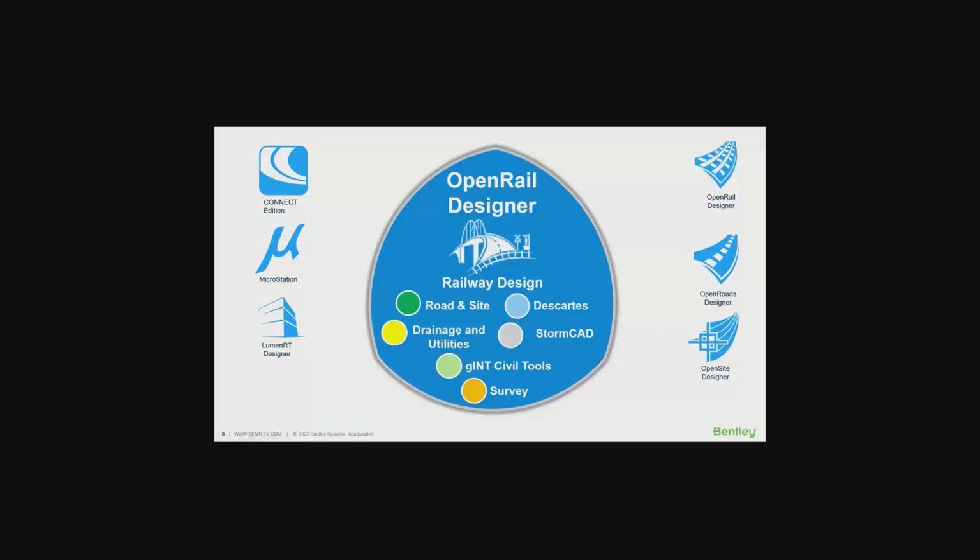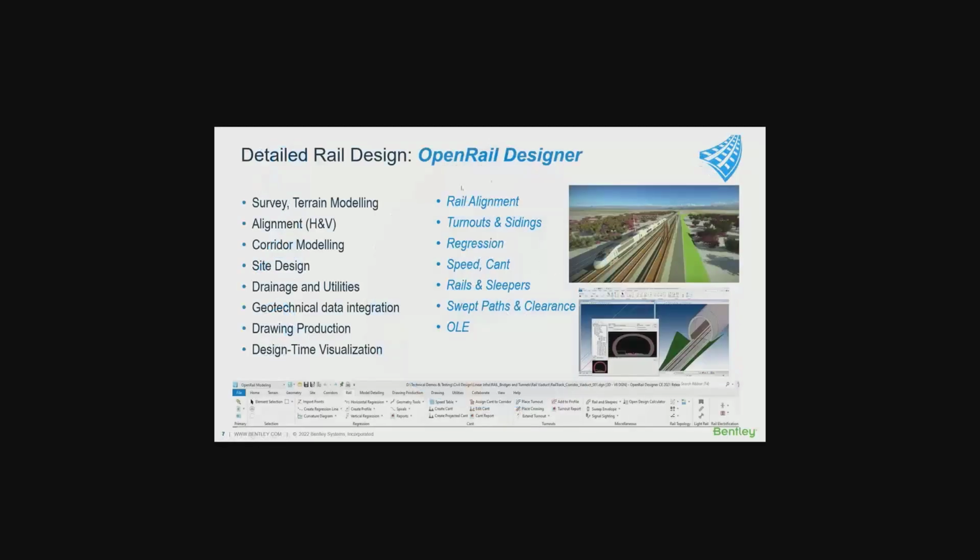Okay, so all these packages or all these functionalities are in OpenRail Designer at one install and no extra charge for you. Okay, now to be specific for OpenRail Designer, everything you see in black here on the left side are basically common for OpenSite Designer, OpenRoads, and of course OpenRail Designer. But for all the rail specific tools, we have, of course, rail alignment tools for vertical as well as horizontal design, and the focus today, which is turnouts and sidings.